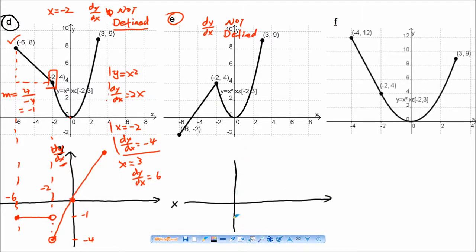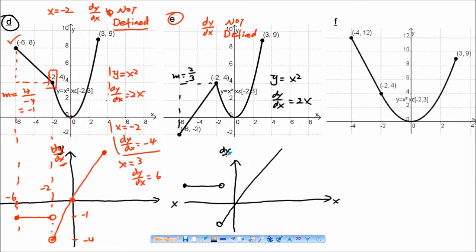Basically the gradient of this part is a positive number, m is positive 6. Okay, positive 3 and 2 from the reading of the graph. So until -2, I draw a circle there, open circle. Okay, and let's find the parabola. The parabola is y equals x squared, dy dx is 2x. Okay, I will have a straight line like this, until the point 3, 6.